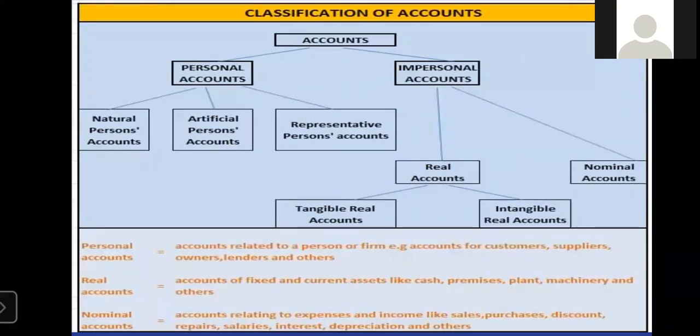Personal accounts. Accounts related to a person or firm. Example, accounts for customers, suppliers, owners, lenders, and others. Real account. Accounts of fixed and current assets like cash, premises, plant, machinery, and others. Nominal account. Accounts relating to expenses and income like sales, purchase, discounts, repairs, salaries, interest, depreciation, and others.